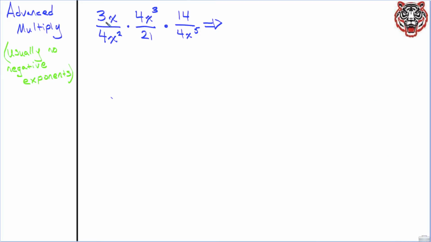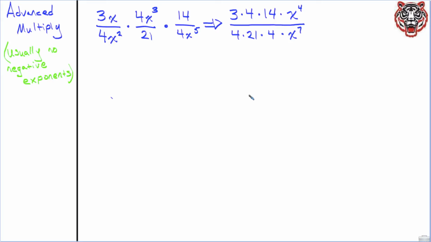So when I'm multiplying, I'm really just taking the entire top. So this is going to be 3 times 4 times 14 times x to the power of 4. So I'll write that out. 3 times 4 times 14 times, and I just combined all the x's. When you multiply, you're really counting the number of x's. So there's 1 here, 3 there. So there are a total of 4 of these x's. And again, on the bottom, I have all the numbers 4, 21, and 4. 4 times 21 times 4. Count the number of x's. 2 there, 5 there, for a total of 7.